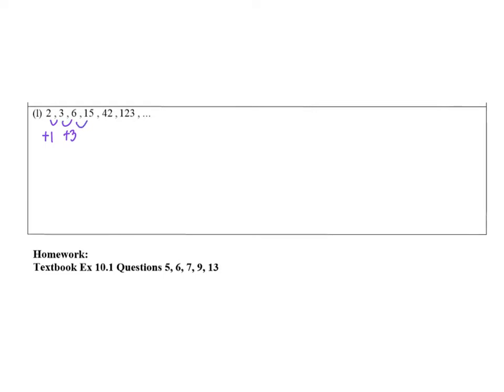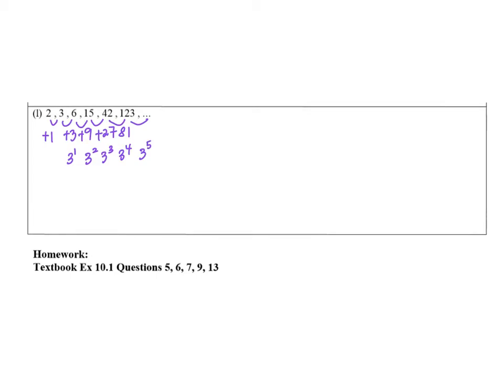15 minus 6, that is a plus 9. And I have 15 to 42. 42 minus 15 gives me a plus 27. Oh, these all look like multiples of 3. Let's check again. 123 minus 42 is 81. So I'm adding 81. What are all these numbers? 3, 9, 27, 81. 3 is 3 to the power 1. 9 is 3 square. 27 is 3 cube. 81 is 3 to the power 4. So our next number should be adding 3 to the power of 5.